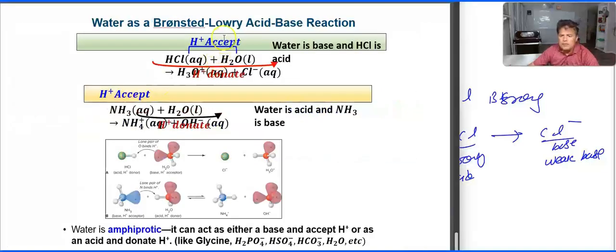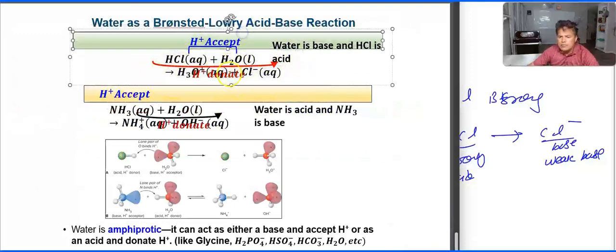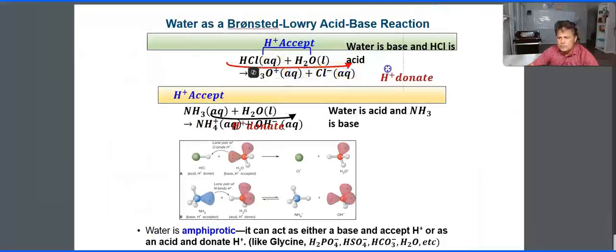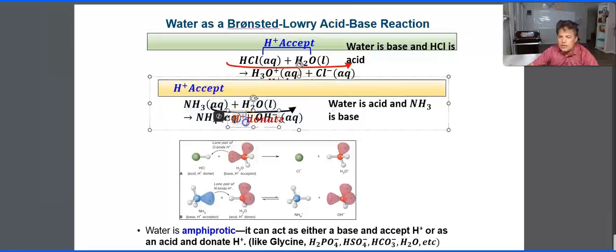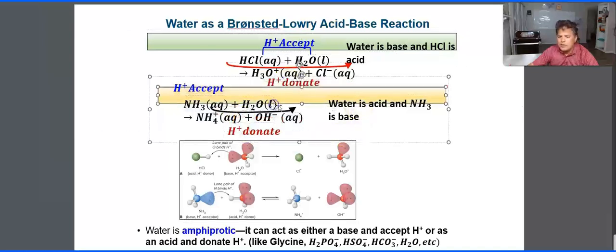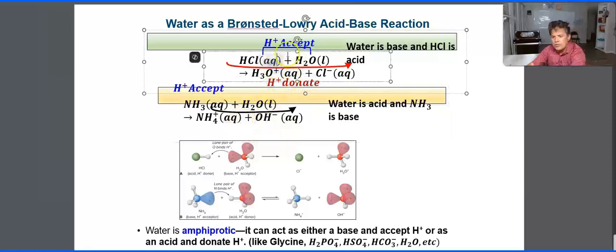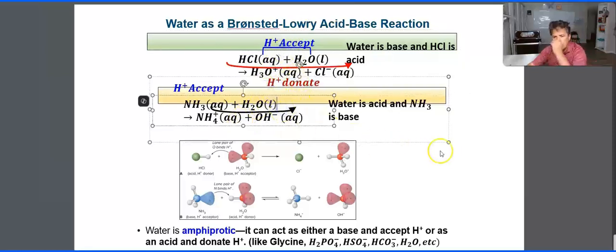So now we have this about water. Water is a Bronsted-Lowry acid and base. We have already said that. Water donates, and it accepts. Look at that: HCl donates, H2O accepts. So water is the base and HCl is the acid.